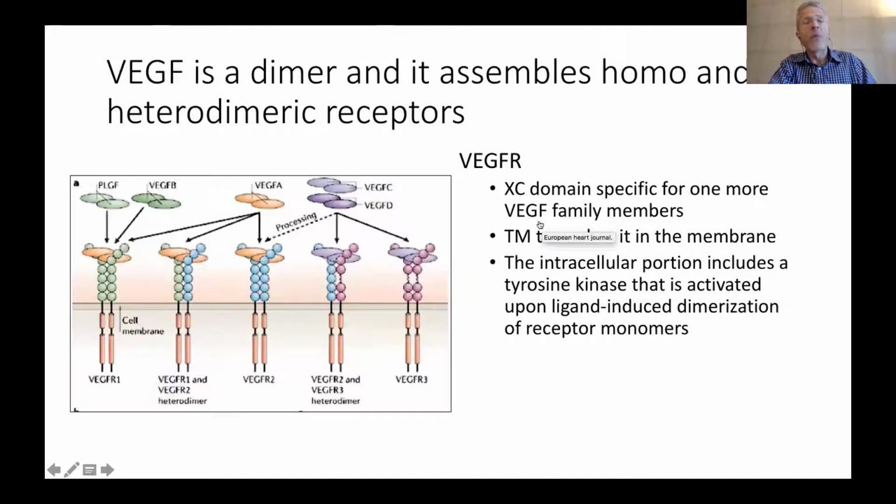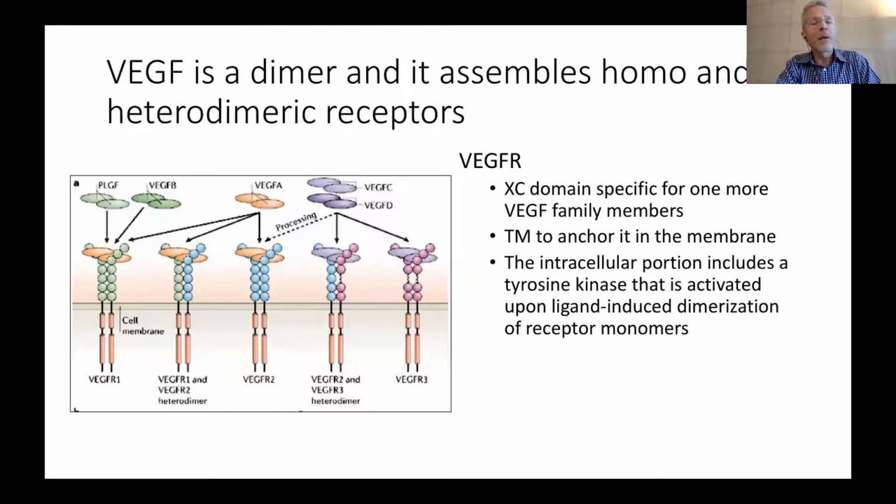So how does VEGF work? How does it talk to cells? As we saw earlier, VEGF will bind to a receptor. That receptor has an extracellular domain that's specific for one or more of the VEGF family members. The receptor has a transmembrane domain that anchors it to the membrane of the cell. Here we're going to talk about endothelial cells. And then there's an intracellular portion which encodes a tyrosine kinase that is activated upon ligand binding.